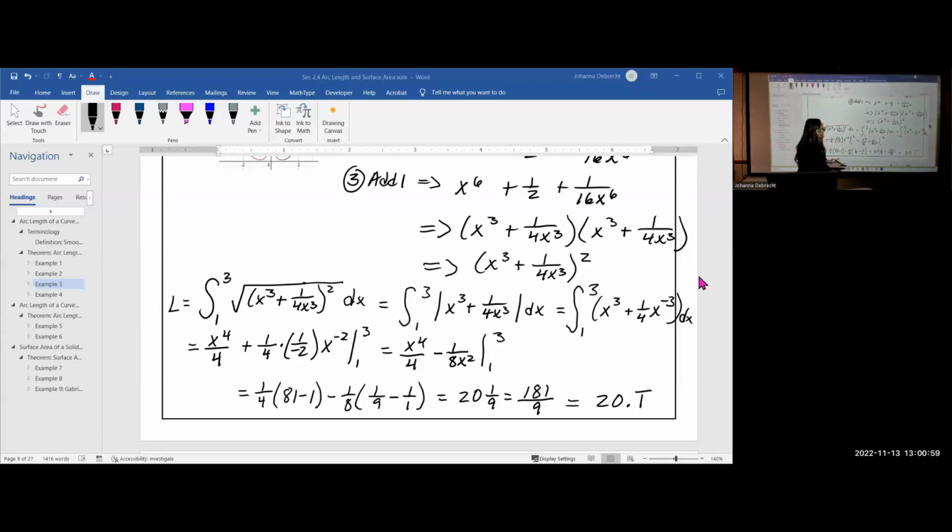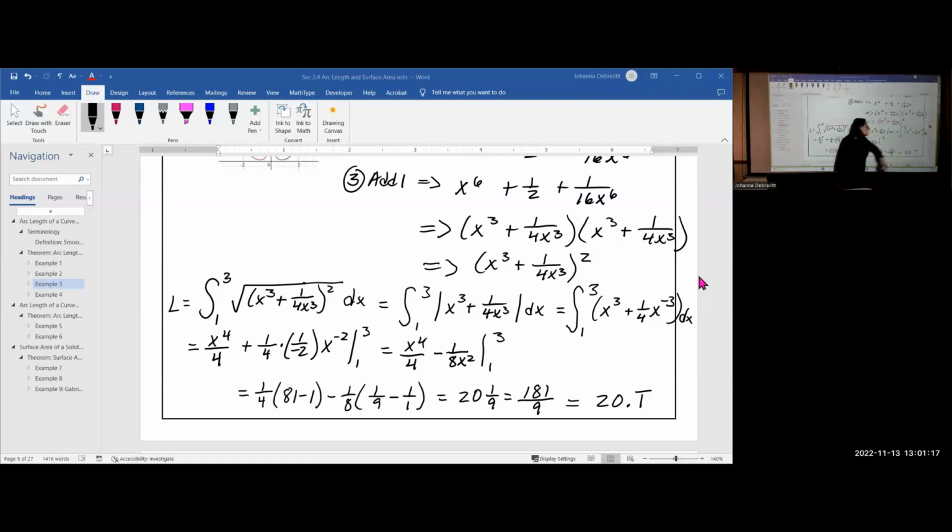So let's take a look and see what you got. We put this underneath here. We're going to take the square root of the square, which gives us absolute values. Again, the absolute values were between 1 and 3, so they're always strictly positive, so we can drop the absolute values.